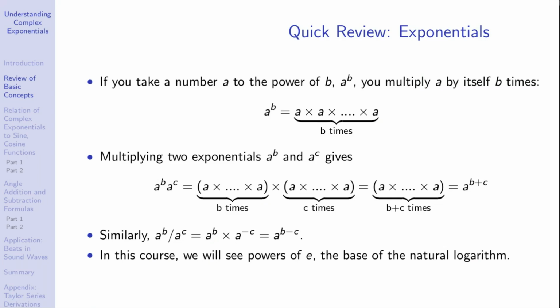Similarly, a to the b divided by a to the c equals a to the b times a to the minus c, which equals a raised to the power of b minus c. In this course, we will see powers of e, the base of the natural logarithm.